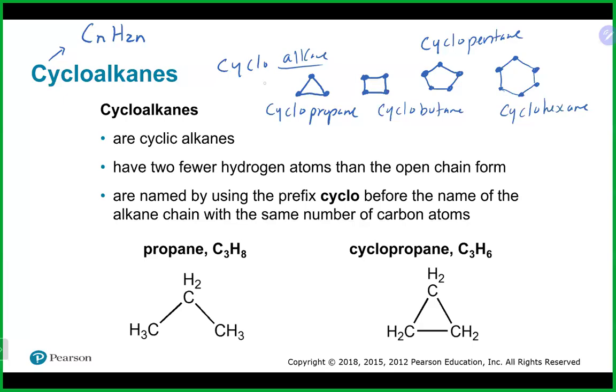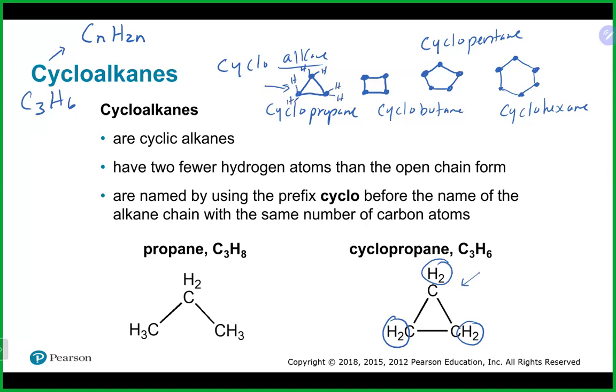For example, if we take a look at cyclopropane, it has 3 carbons and only 6 hydrogens. There it is drawn in the condensed formula down here: 2 hydrogens, 4 hydrogens, and 6 hydrogens. Each of these carbons will have 2 hydrogens coming off.